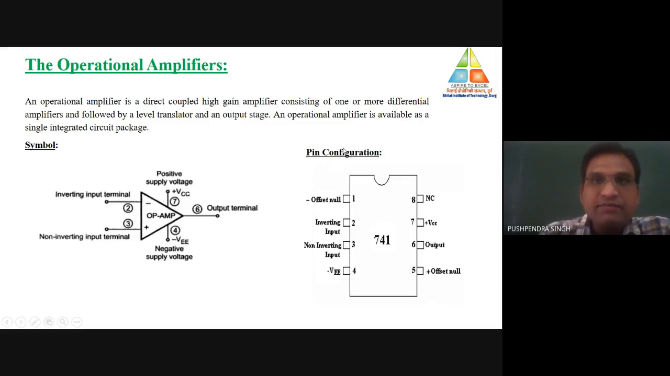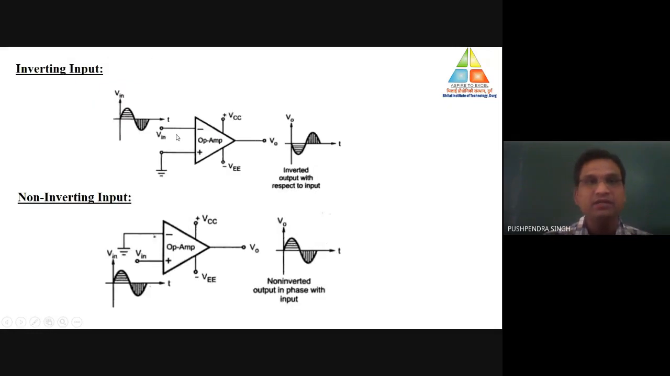And an operational amplifier is available as a single IC package. So this is a basic definition of the operational amplifier. Now talk about pin number 2 and pin number 3. As I told you, pin number 2 is used for the inverting input. Inverting means there is a phase shift of 180 degrees between input and output.